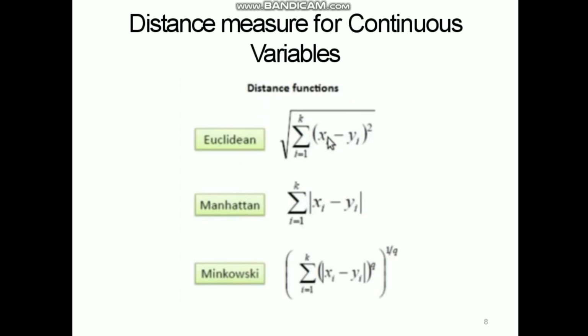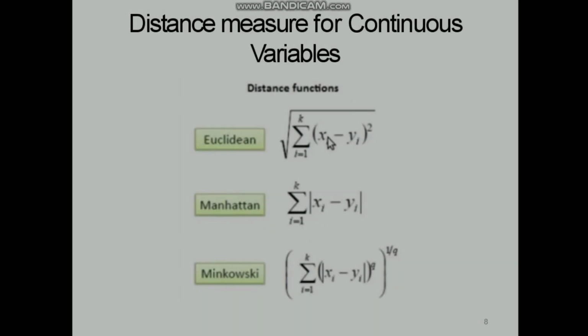So we have three distance measure functions for continuous variables. One is Euclidean, one is Manhattan, and the last one is Minkowski. We generally use the Euclidean method, which has the formula: square root of the summation of i from 1 to k of the square of x1 minus y1, where these are the variables.